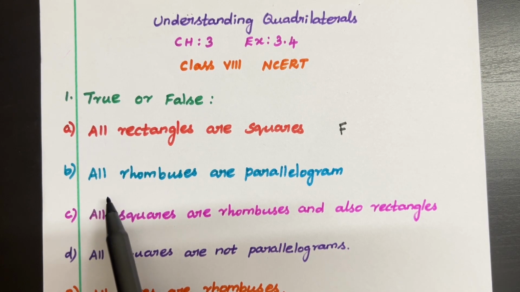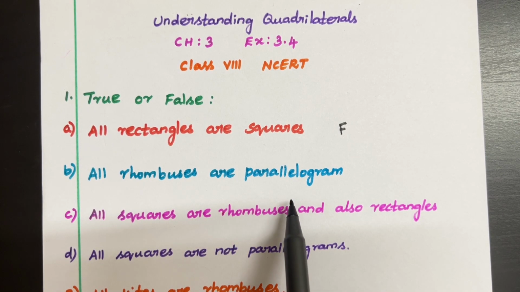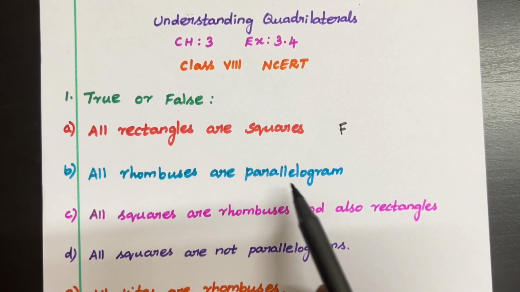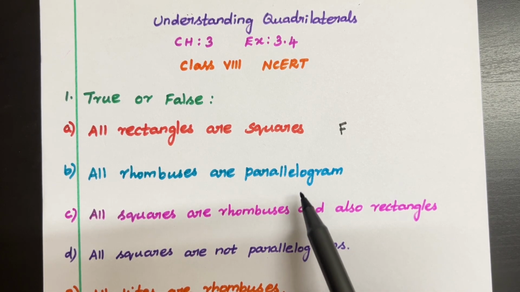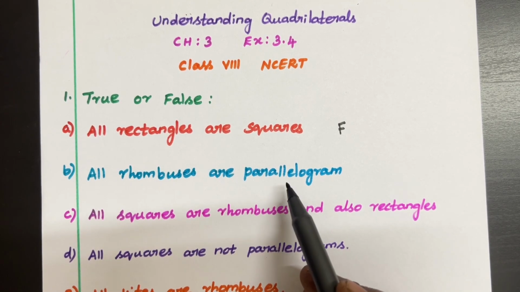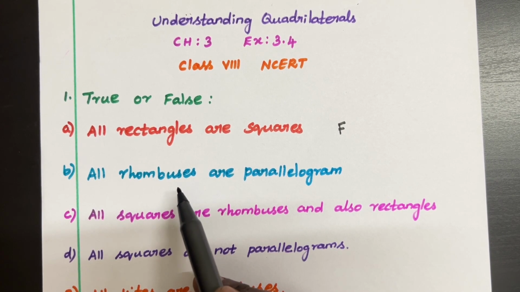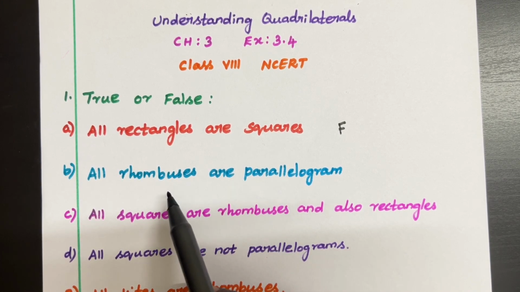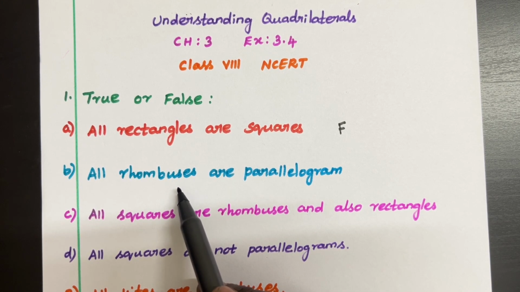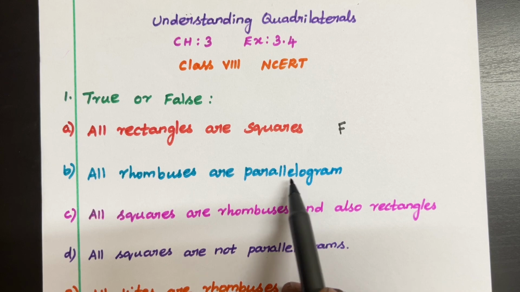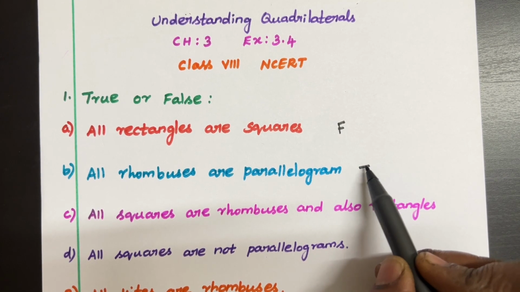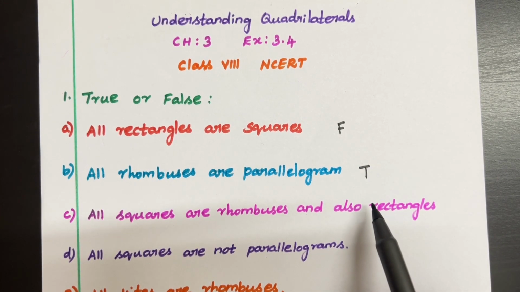Second question. All rhombuses are parallelograms. Yes, of course, the rhombus satisfies all the properties of the parallelogram. So, all rhombuses are parallelograms. Because in a rhombus also, like a parallelogram, opposite sides are parallel. Also, opposite angles are equal. So, it is true. All rhombuses are parallelograms.